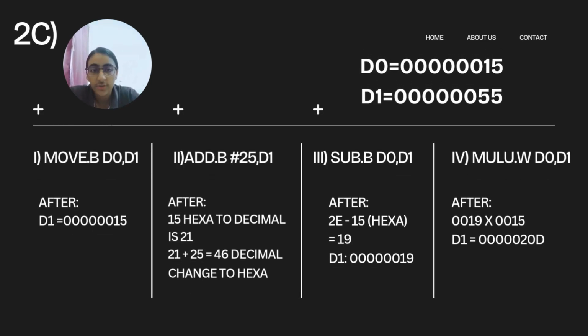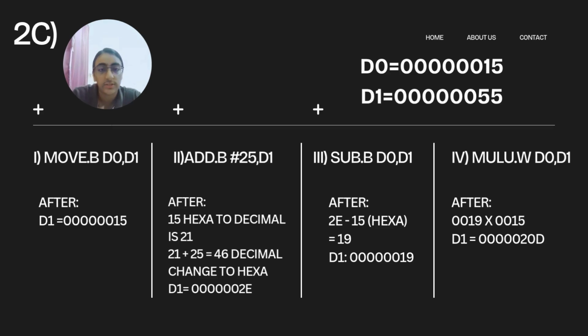Okay, so for question 2C, the question is they give you D0 and D1. So there's 00000015 and then 00000055. That's for D0 and D1. So for question 1, which is move.b D0, D1, meaning you have to move only two digits because B is byte. Byte is only the behind two digits.